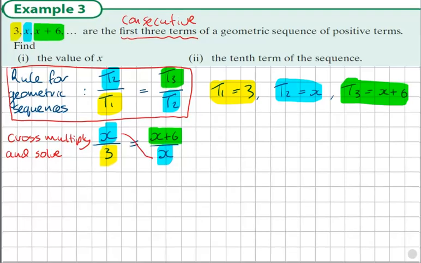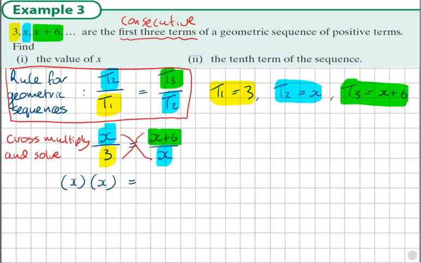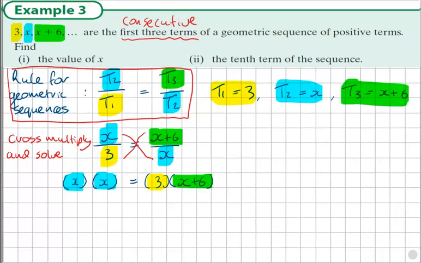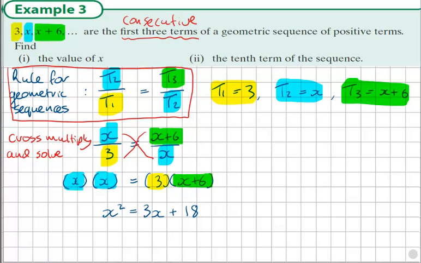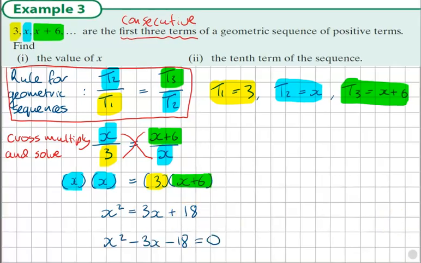So we're going to have x multiplied by x, and then 3 multiplied by x plus 6. So x times x is x squared. 3 times x is 3x. 3 times 6 is 18. So bringing everything over to the left-hand side, we have x squared minus 3x minus 18 is equal to 0. So remember, we're trying to find the value of x. We're trying to solve for x.